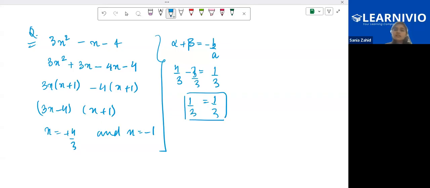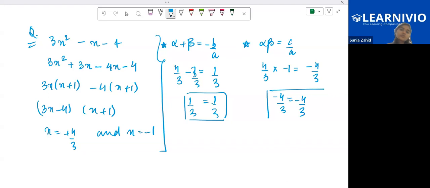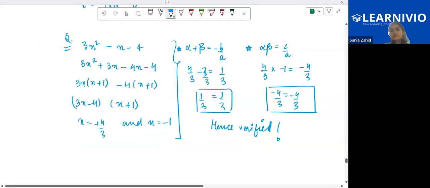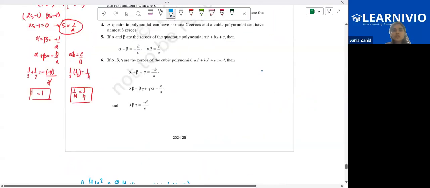And next is alpha into beta is equals to c by a. So alpha into beta is 4 by 3 into negative 1 is equals to c by a. What is c? Negative 4 by 3. So negative 4 by 3 is equals to negative 4 by 3. So this is also verified. Clear? Is this question also clear? Any doubts, Umair? Yes, ma'am. No doubt. Okay, good.